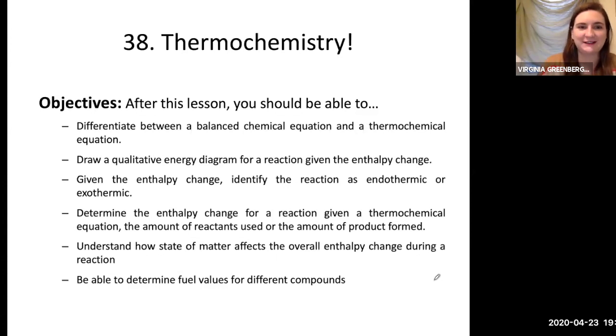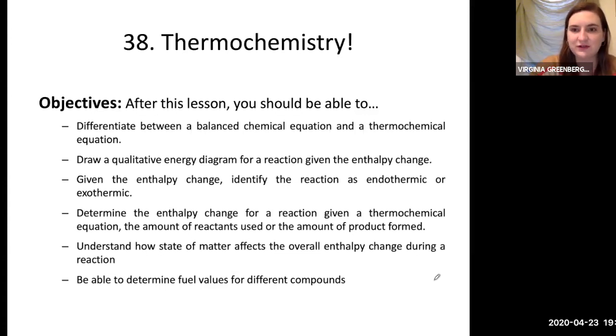Hello, Chem 110. Today we're going to begin our discussion of thermochemistry. After this lesson, you should be able to differentiate between a balanced equation and a thermochemical equation, draw an energy diagram to keep track of the enthalpy change for a given reaction, determine what that enthalpy change means in terms of whether a reaction is endothermic or exothermic, and also determine the enthalpy change for a reaction given a thermochemical equation and the amounts of reactants or products given.